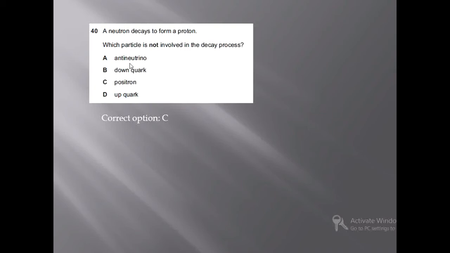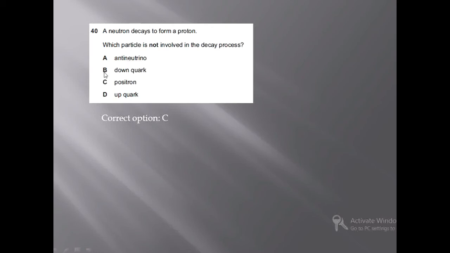Let us understand and analyze these options one by one so that we can arrive at the correct option. Option A, antineutrino. Yes, an antineutrino is emitted when a neutron decays to form a proton. The question is which particle is not involved. As the antineutrino is involved, this is not our correct option.